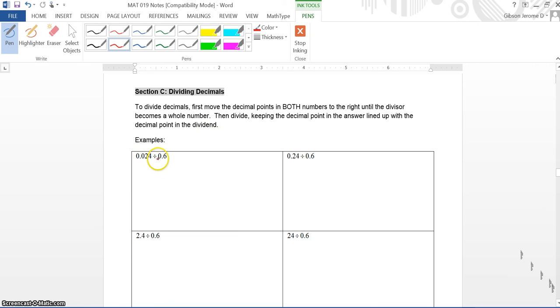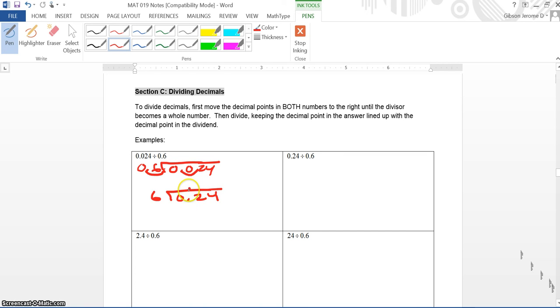We have 0.024 divided by 0.6. So we would take 0.6 and we would take it into 0.024. Now the first thing is we cannot divide with a decimal being on the outside here. So we would need to move this decimal one place to the right, and we will move this decimal one place to the right, because what we do on the outside we must do on the inside. So this will end up being 6 into 0.24.